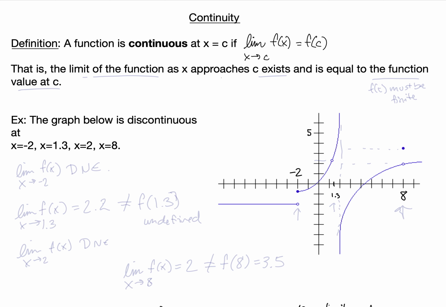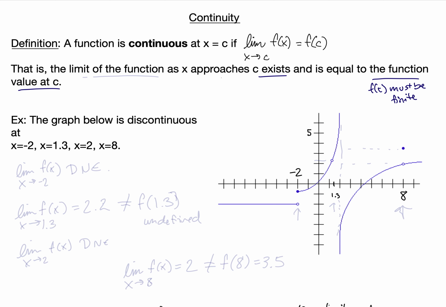So the definition of a continuous function is that a function f is continuous at the value x equal to c if the limit as x approaches c of f of x is equal to f of c, the function value at that point. So the limit of the function as x approaches c must exist and be a finite real number and be equal to the function value at that point. This implies that because the value exists and is equal to the function value at the point, f of c must be finite.